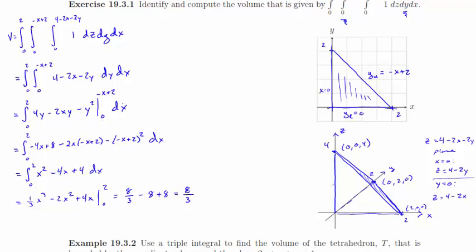Plugging in that negative x plus 2, we get that this equals the integral from 0 to 2 of negative 4x plus 8 minus 2x times (negative x plus 2) minus (negative x plus 2) squared dx. Foiling and combining all like terms, we get that this equals the integral from 0 to 2 of x squared minus 4x plus 4 dx, which equals 1/3 x cubed minus 2x squared plus 4x, evaluated from 0 to 2, which equals 8/3 minus 8 plus 8, which equals 8/3. So the volume of this pyramid is 8/3.